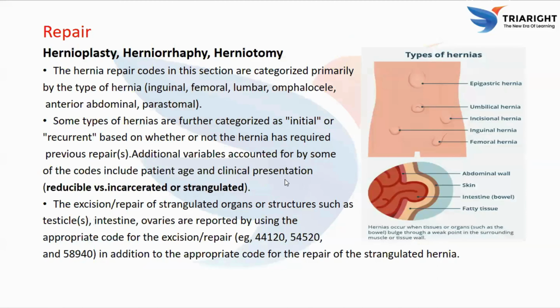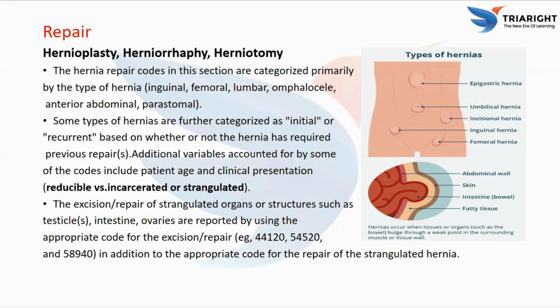Then coming to repair. Repair includes hernioplasty, herniorrhaphy and herniotomy. What is a hernia first? A hernia occurs when an organ or tissue, usually intestine, protrudes through a weak spot in the abdominal wall. What is a herniorrhaphy? It is typically done by suturing tissues together. It's a repair of a hernia defect. There is no mesh used here. It's a traditional repair. Coming to hernioplasty, it's a hernia repair using mesh or a prosthetic material.